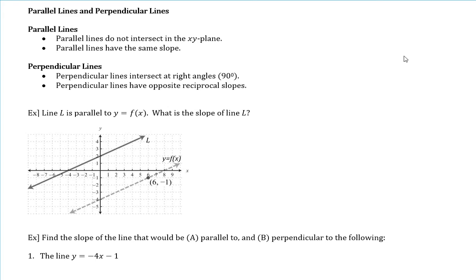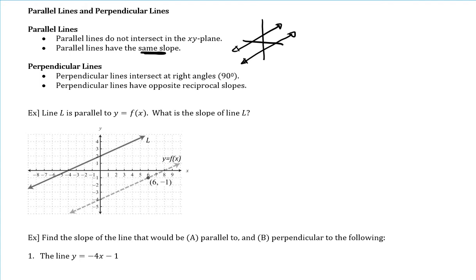So parallel lines do not intersect in the XY plane. For instance, say I have a line right here. A parallel line will not cross it in any way. So these two lines are parallel. Parallel lines have the same slope. So whatever this slope is matches this slope for that line.